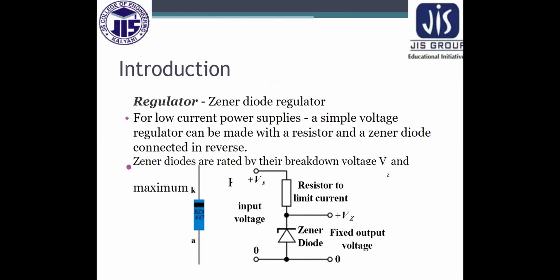For a low current power supply, a simple regulator can be made with a resistor and a Zener diode connected in reverse. These are called Zener diode regulators. Zener diodes are rated by their breakdown voltage Vz and maximum power. Now this is the circuit for Zener diode. The resistor and the diode are connected in reverse.